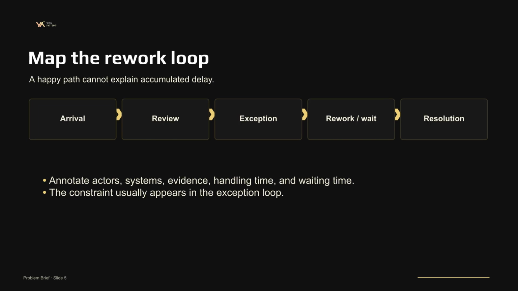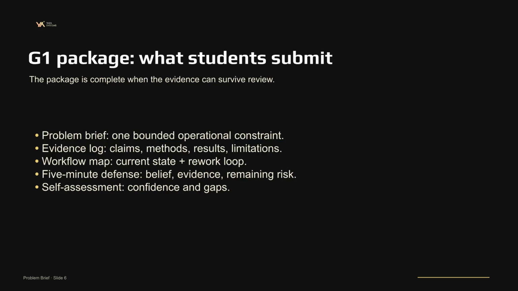Do not ignore the rework loop. A happy path rarely explains accumulated delay. Map your current state, focusing on where exceptions occur, to find the true constraint. Your G1 package submission should include the brief, evidence log, workflow map, and a 5-minute defense. This ensures that you have thoroughly documented your belief, evidence, and remaining risks.